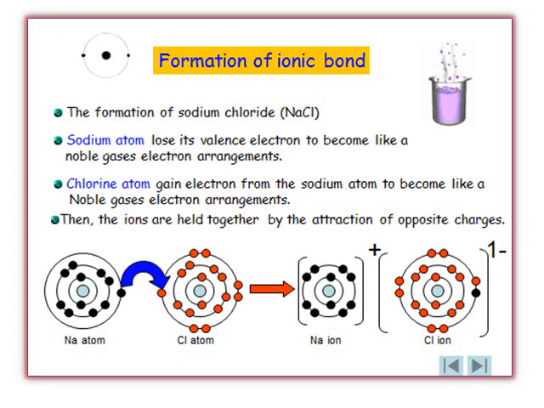Sodium atom loses its valence electron to become a noble gas electron arrangement. Chlorine atom gains electron from the sodium atom to become like a noble gas electron arrangement. Then the ions are held together by the attraction of opposite charges. So this makes the NaCl bonding as ionic bonding.